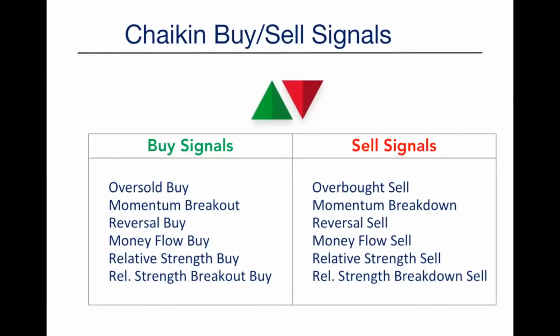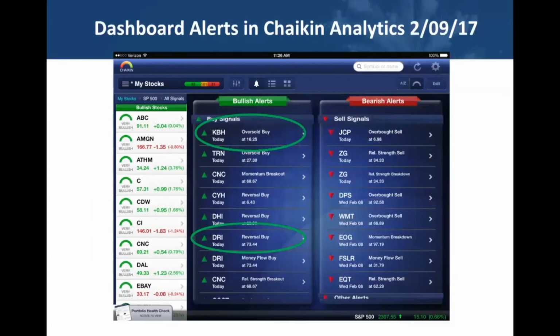Now, 6 pairs of buy and sell signals. And here again, just as with the classic bulls, you've got to have a way to find them. So as good as your signals are, if you don't know they're happening, they're no good to you. So again, from a webinar I did in February, on February 9th, this was my alerts dashboard in Chaikin Analytics for iPad. In a list that I follow, these were the stocks that triggered buy signals because the market was pulling back. KB Homes makes homes for first home buyers, which is a market that's starting to boom again, gave an oversold buy signal at 1625, and Darden Restaurants gave what we call a reversal buy.